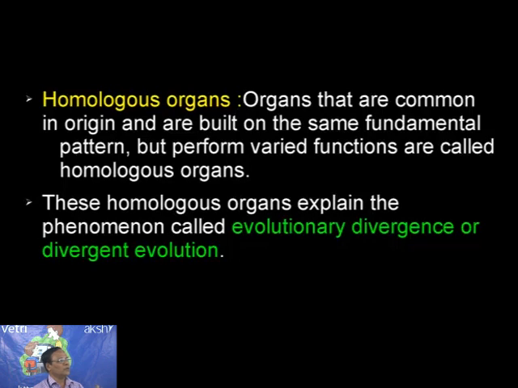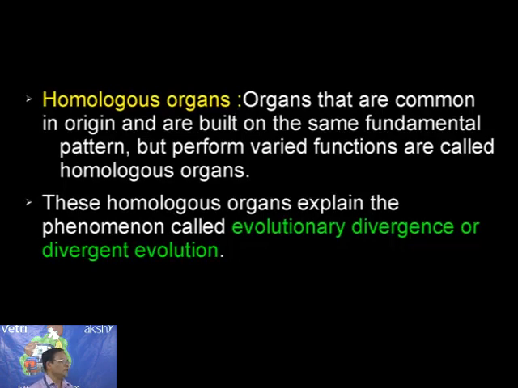So, the organs which are similar in origin and are built on the same fundamental pattern but perform different functions are called homologous organs. Similar origin, similar basic structural pattern, but different functions. Such organs are called homologous organs. And normally the homologous organs explain one phenomenon, what we call divergent evolution or evolutionary divergence.